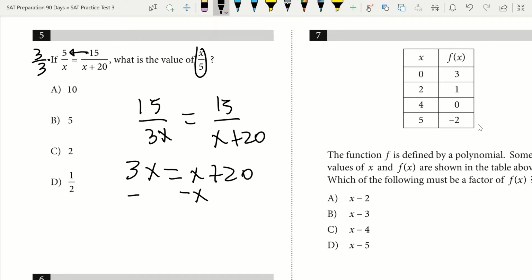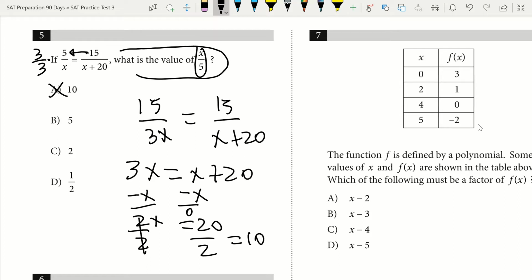I'm going to subtract x from each side. That's going to give me 2x is equal to 20. Then I divide each side by 2. I get 10. Is that my answer? Absolutely not. Why? Because I need to pay attention to what the end of the question says. I'm asked for the value of x over 5, right? See how many questions you're going to get wrong if you don't pay attention to the end. You're going to get so many wrong. Just by paying attention to the end, you're not going to miss simple points, right?